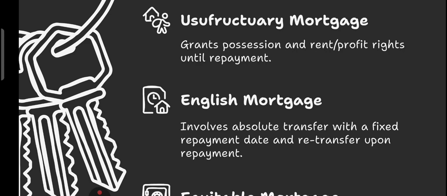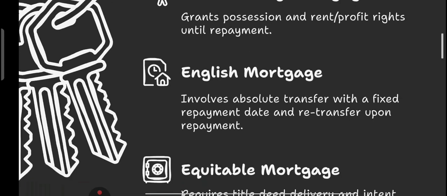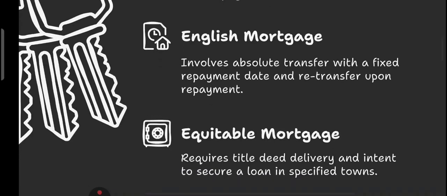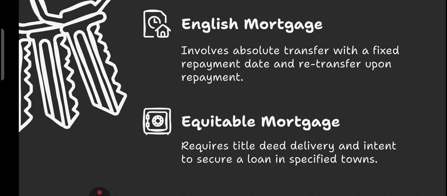Full transfer of property to the lender, but with a fixed repayment date. Once the borrower pays it back, the property is returned. And equitable mortgage means no formal transfer is there. The borrower just gives the lender their property documents and promises to repay. So that is all about it.